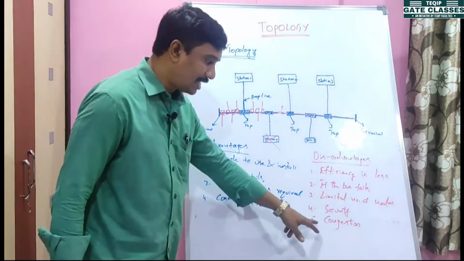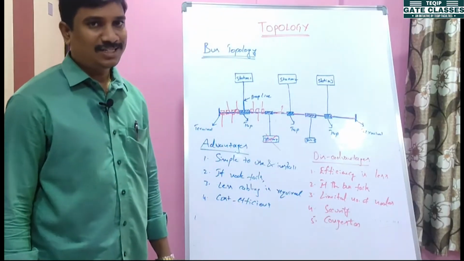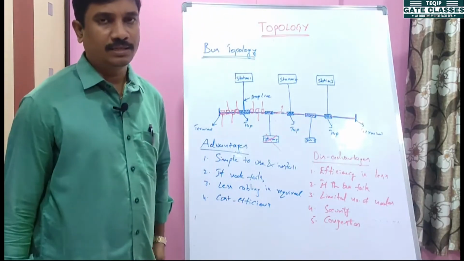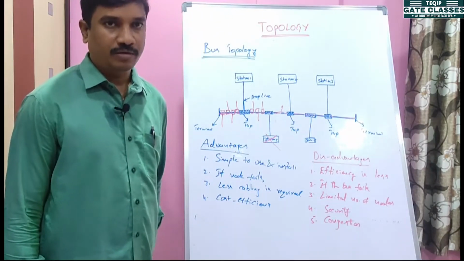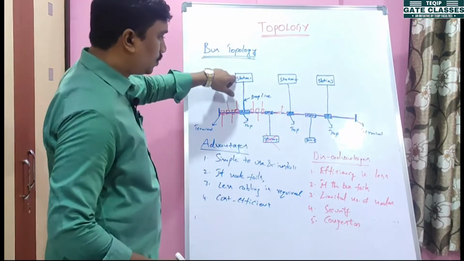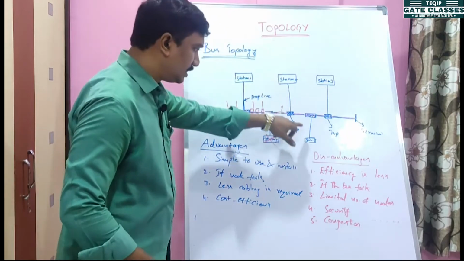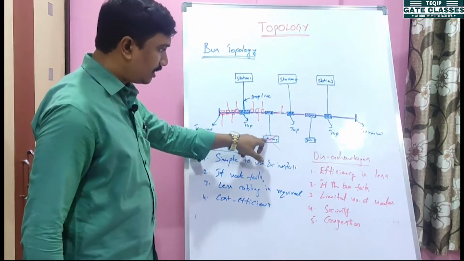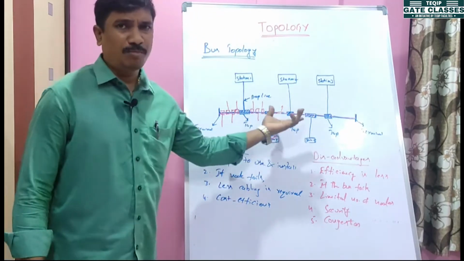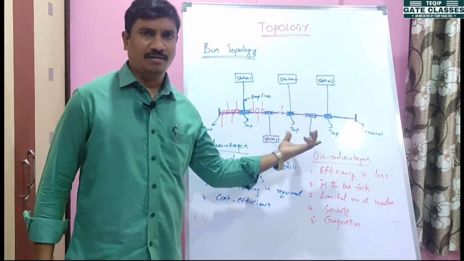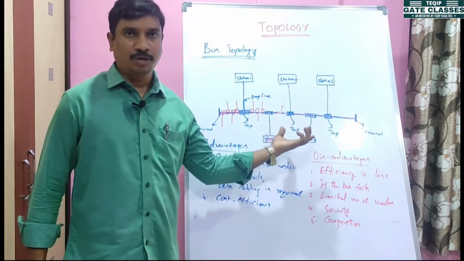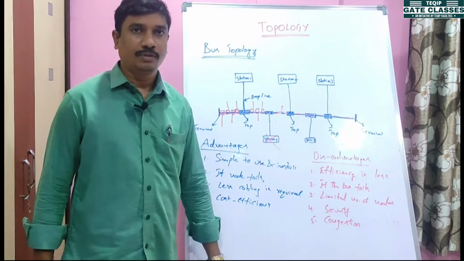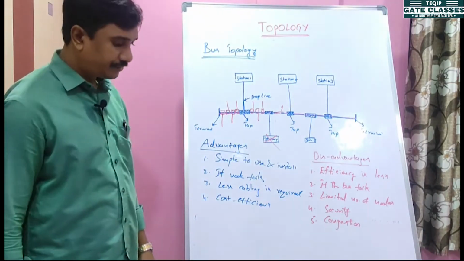So the last one is congestion. Congestion means a large number of packets, traffic. Suppose station 1 sends packets to station 5, station 2 sends packets to station 5, station 3 sends to station 5, and station 4 sends packets to station 5. The more congestion there is, the more traffic. Traffic is possible, right? So these are the drawbacks of bus topology.